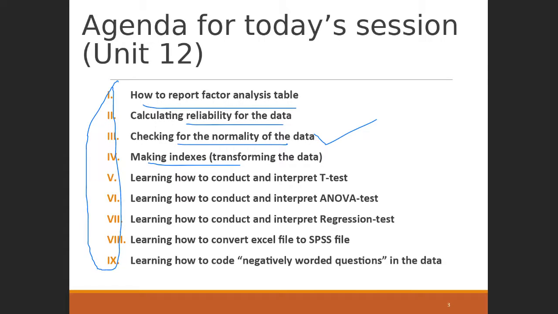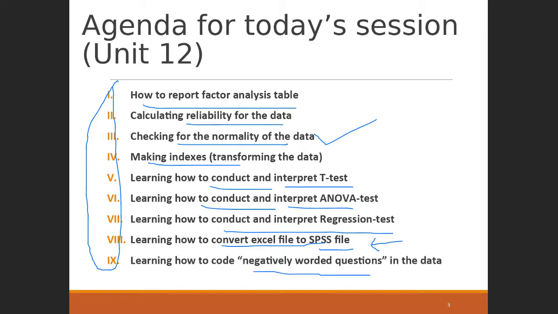I will show you how to conduct and interpret t-tests, how to conduct and interpret the ANOVA test, and how to conduct a regression test and how to interpret it. And I have been receiving lots of queries regarding how to convert an Excel file to an SPSS file. I will show you in a few steps. And one very important thing which you need to keep in mind before starting your analysis is that you should make all your questions positively worded in your software. So how to code negatively worded questions in the data, I will show you in today's session as well.